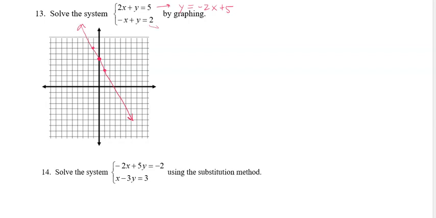I'll do the same thing for this one, get it solved for y, and that's x plus 2. You just add x to both sides. So this one starts at +2, and it has a slope of +1. So draw a straight line through those. And we want to know, where do they cross? If they cross, that's the solution. And this crosses at the point 1, 3. So that is my answer for this problem. X is 1 and y is 3.